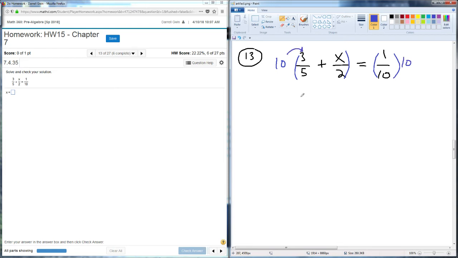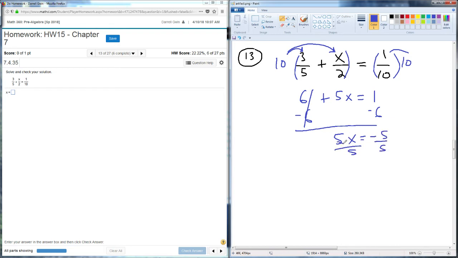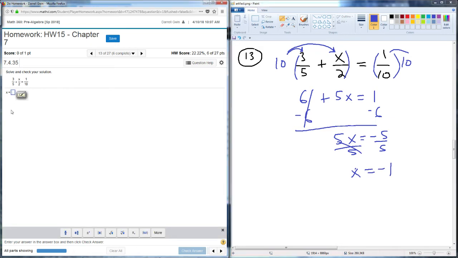10 divided by 5 is 2. 2 times 3 is 6. 10 divided by 2 is 5. 5 times x. And 10 divided by 10 is 1. 1 times 1. Minus 6, minus 6. We have 5x equals negative 5. Divided by 5, divided by 5. And x equals negative 1. Negative 1.